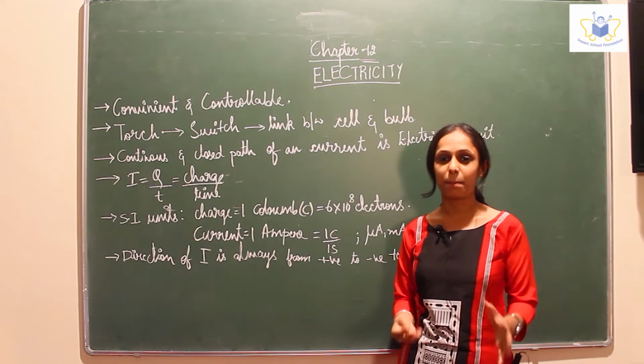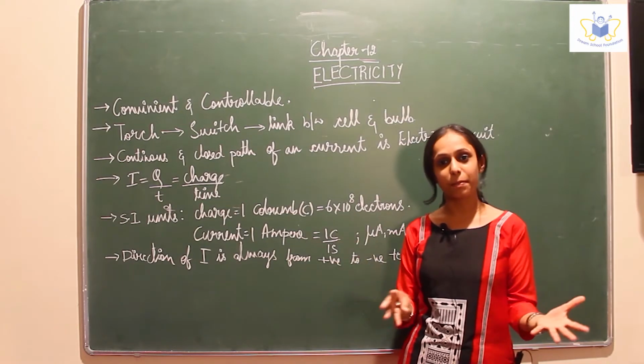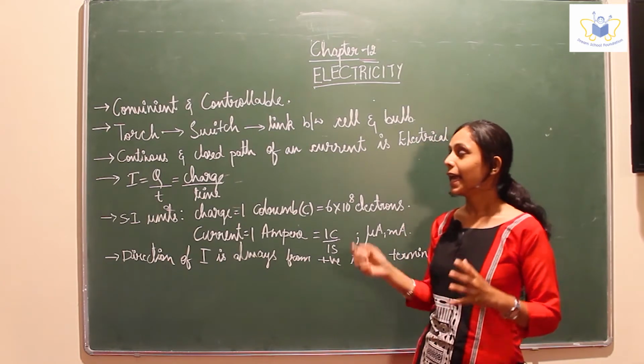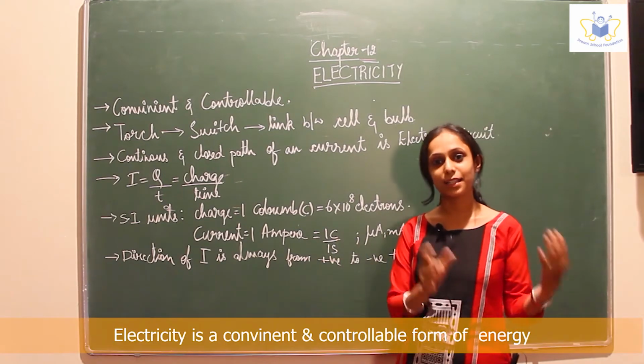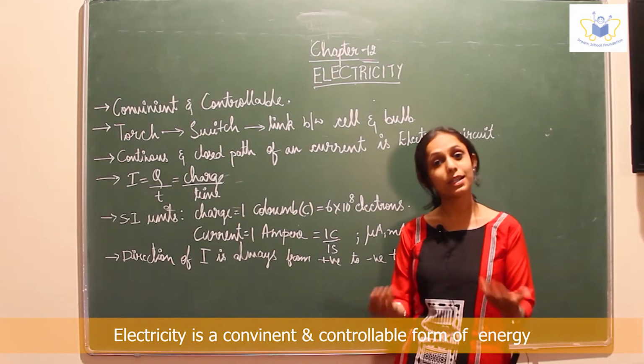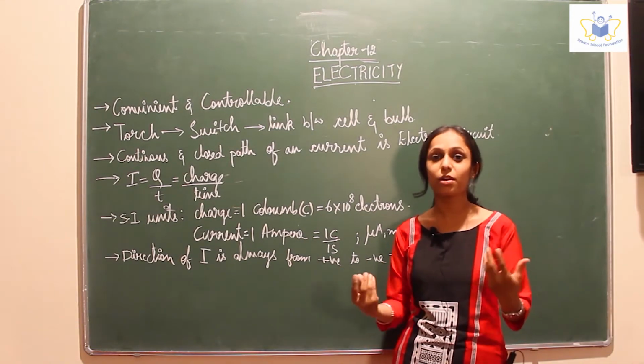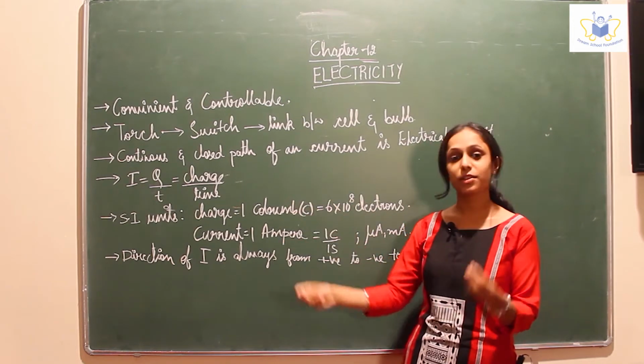Electricity is a nice topic. You can relate the topic in your daily life. It becomes very easy. So what is electricity? Electricity is a convenient and controllable form of energy. What is energy basically? Energy is something which makes you work, which gives you energy. So this is an energy which is convenient.